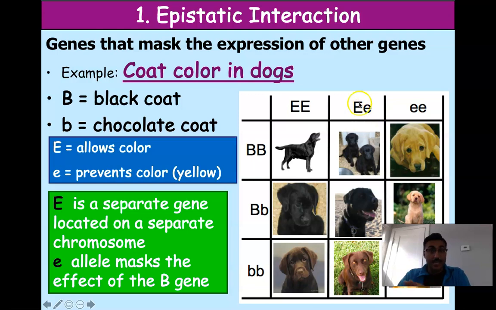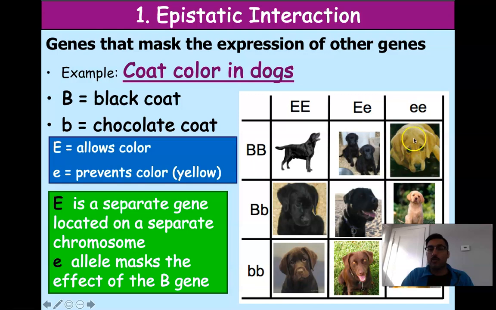So remember, just like any other trait, if you have a dominant and a recessive, it's considered heterozygous. You're a carrier for the epistatic little e gene, but you don't show it. You're going to express the big E allele. That's the phenotype you express. And big E expresses, in this case, allowing the coat color. So the coat color is big B, big B, so black. You're allowed, these dogs are black.